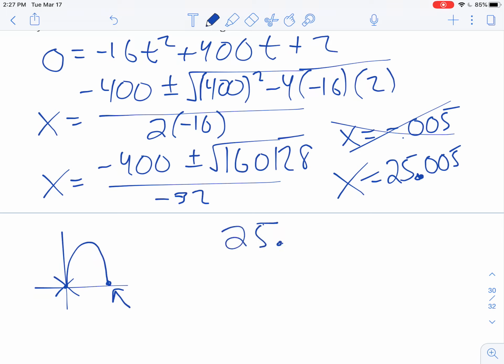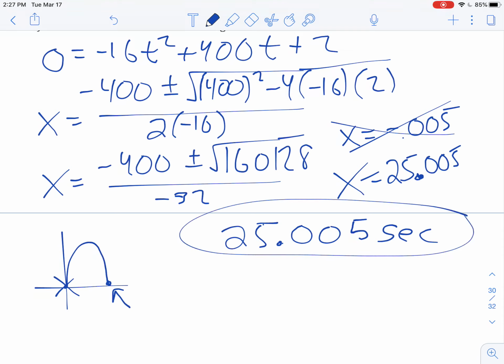The answer to this last question, if I can write neatly, is 25.005 seconds. I rounded to 3 decimal places because with 2 decimal places, this actually rounds to 25.00. So I do not want to write 25 seconds. That may look like a guess.